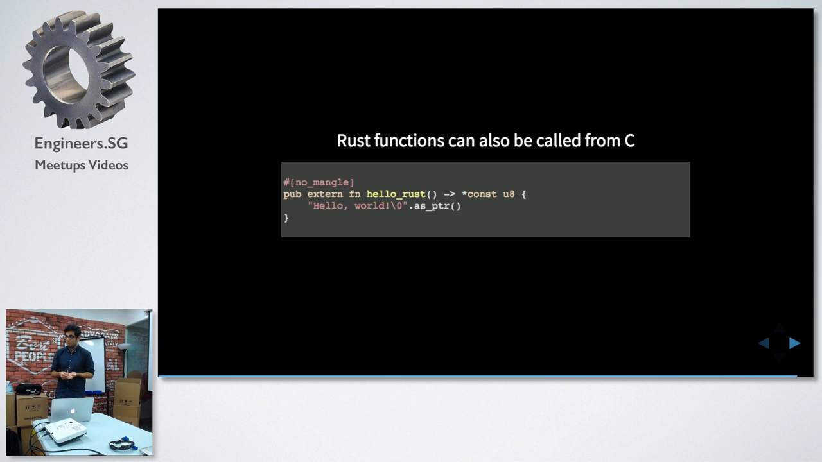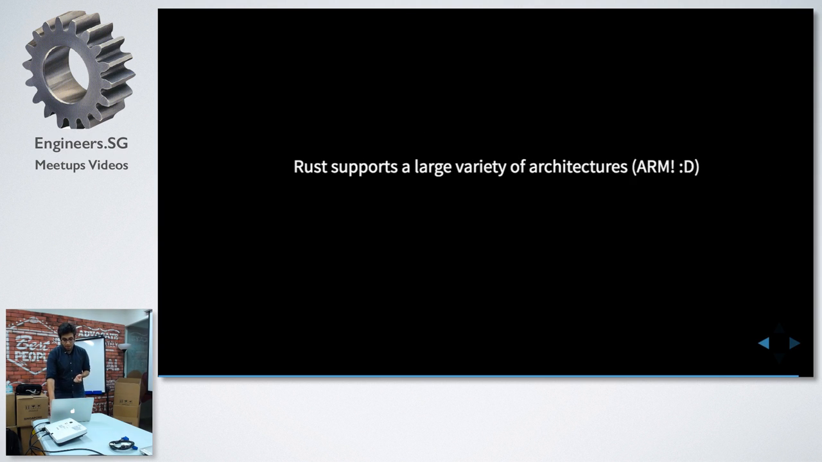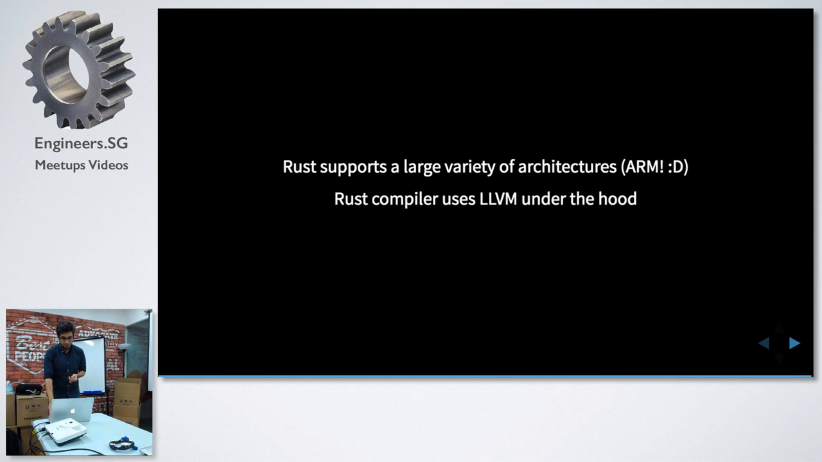So this is great. This means that we can use Rust for more stuff than just systems programming. Because Rust supports a large variety of architectures, for example, it supports ARM, which is what iOS and Android developers mostly develop for. The reason it can support ARM is because it uses LLVM under the hood, and it supports every architecture that LLVM supports.